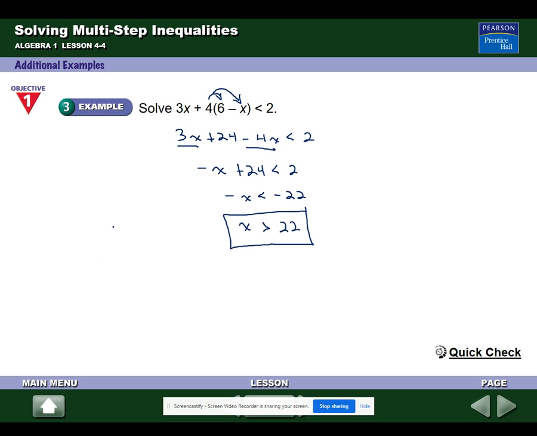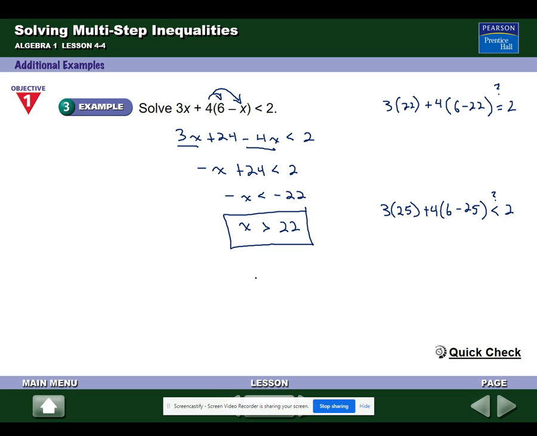Okay, now this would be a great one to check, so let's actually check this one. 3 times 22 plus 4 times 6 minus 22. Wondering if that's equal to 2. Also, let's pick something greater than 22. Again, just use something, let's use 25. That'll be an easier one to do than 23. 3 times 25 plus 4 times 6 minus 25, close parenthesis, wondering if that's less than 2.